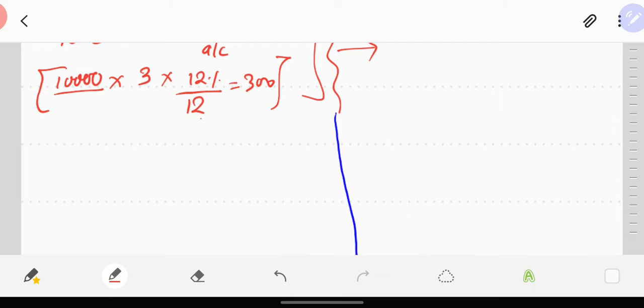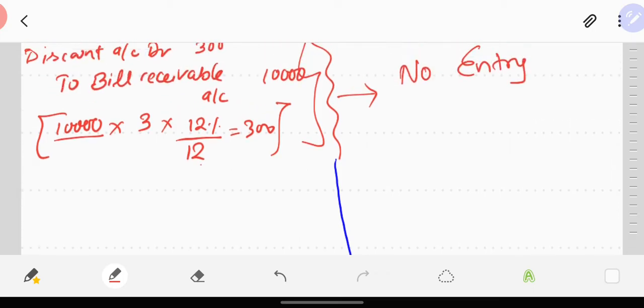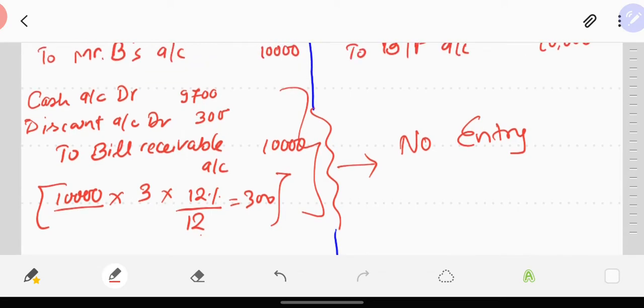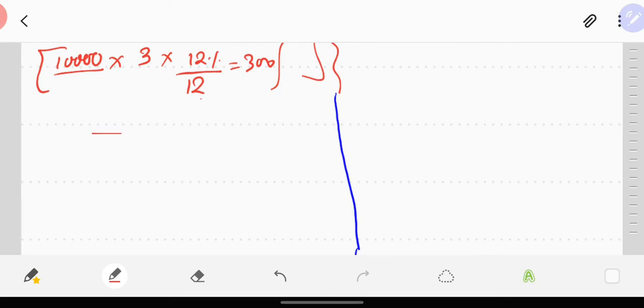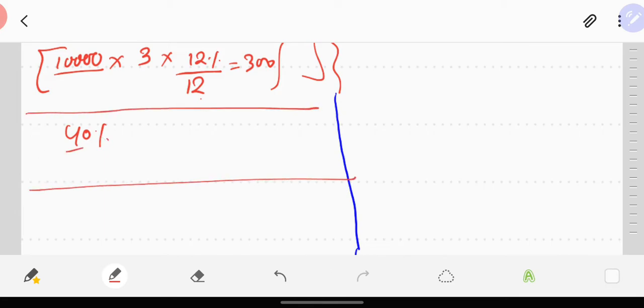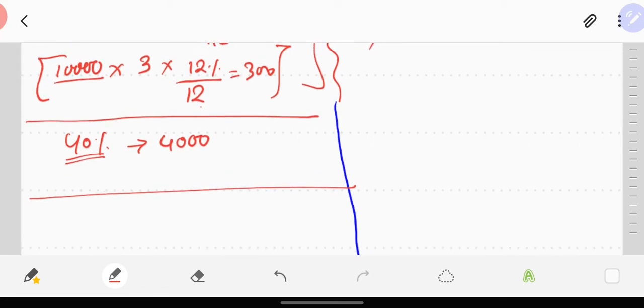Now the next thing that will happen is Mr. A will transfer the amount. How much amount? They have agreed for 40%, which becomes 4,000. But what has happened? Mr. A has received only 9,700, and 40% of 9,700 would not be 4,000. The difference is because of the discount.